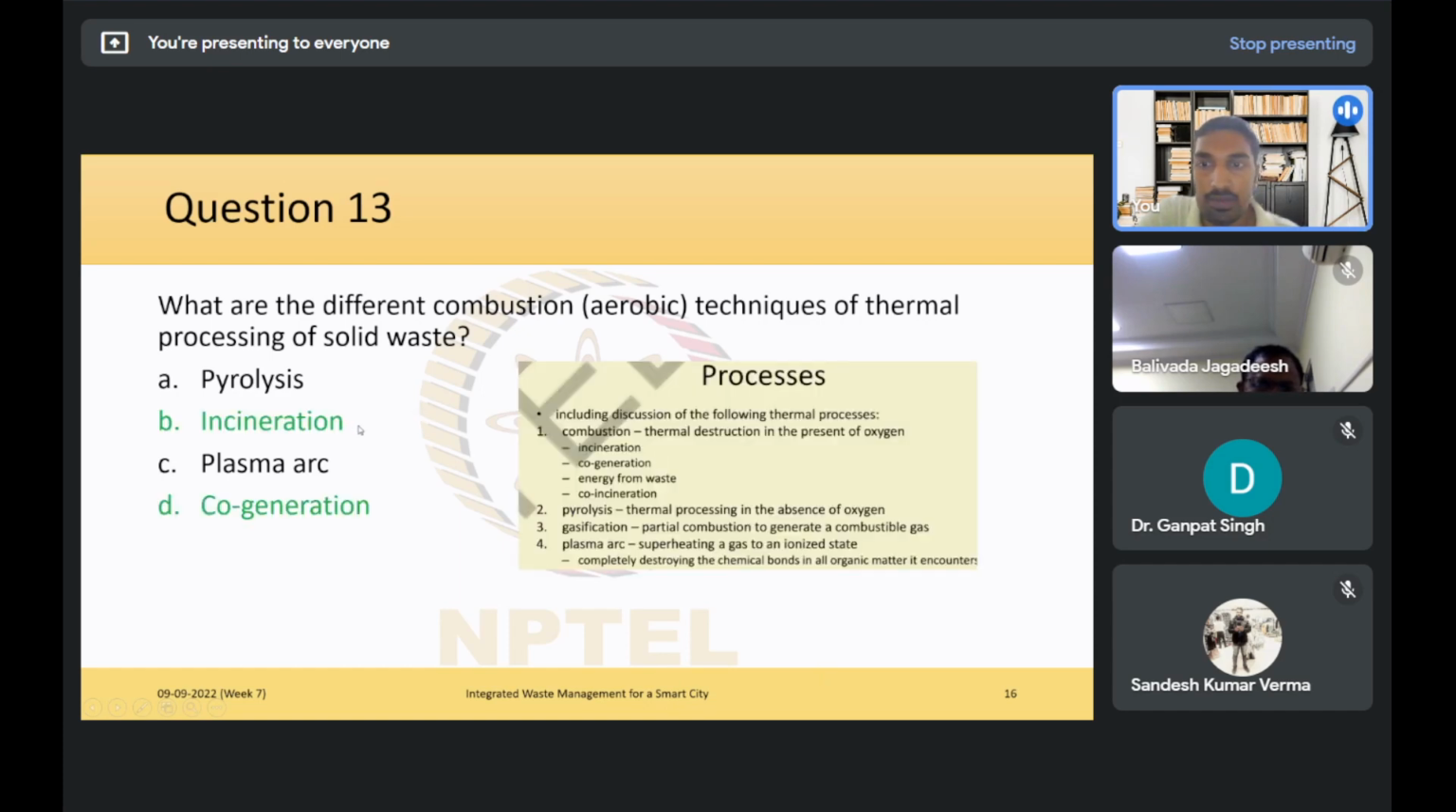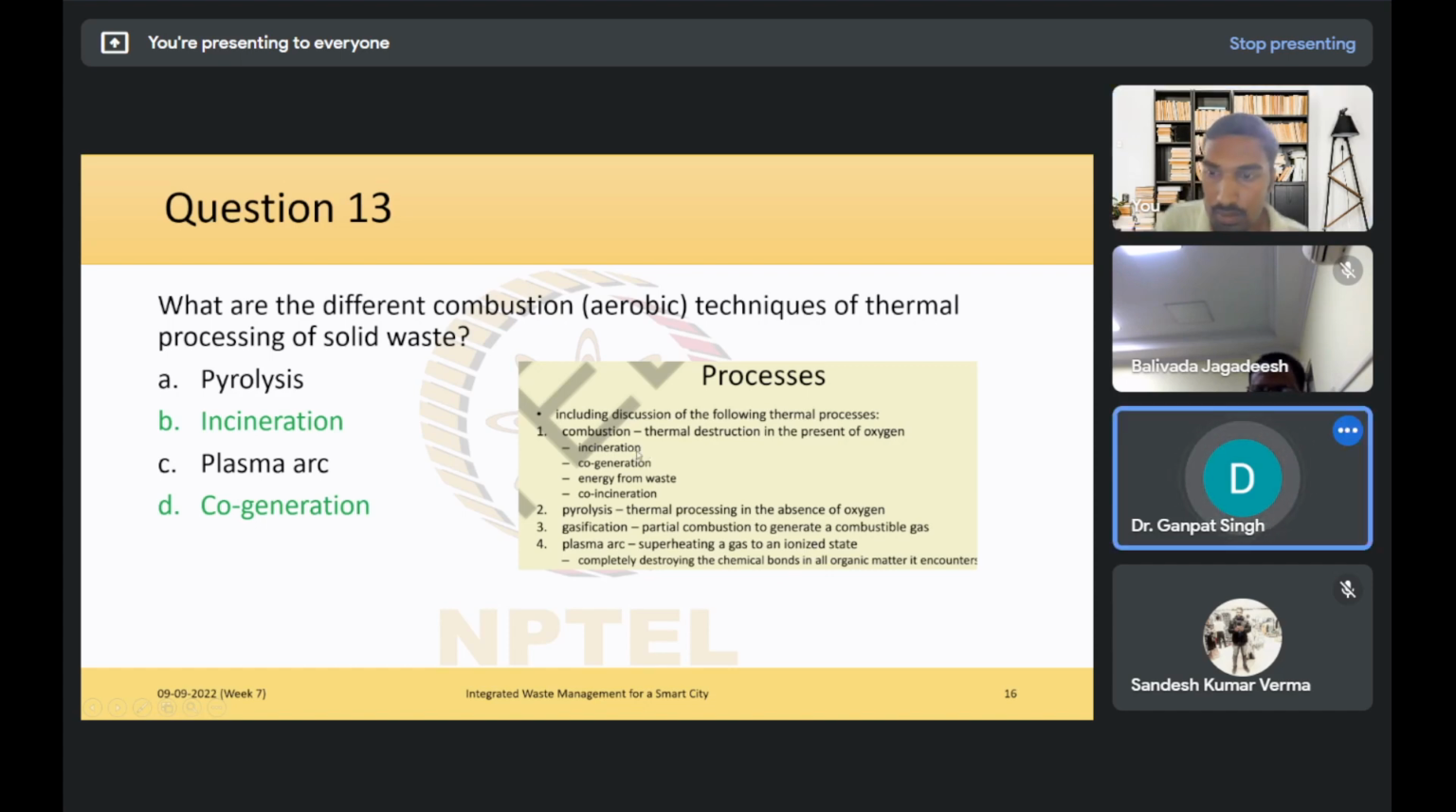Both incineration as well as cogeneration are aerobic techniques, right? We looked at four different processes that come under combustion itself: incineration, cogeneration, energy from waste, and co-incineration. These are different names or terminologies that we use. We already saw pyrolysis, how it takes place in the absence of oxygen, and plasma again doesn't come under combustion. It's about taking it to an ionized state, right? Whereas in combustion we just use oxygen to burn it completely.